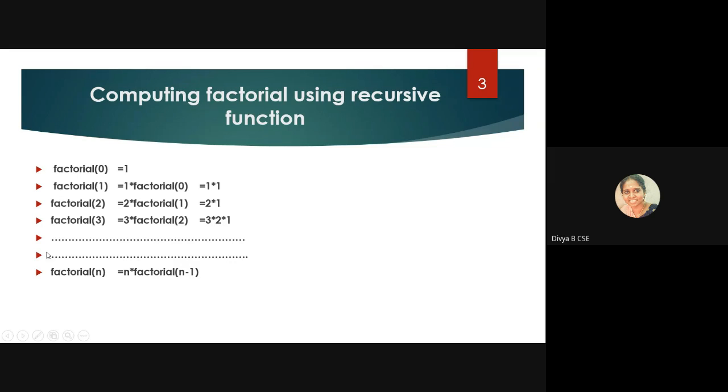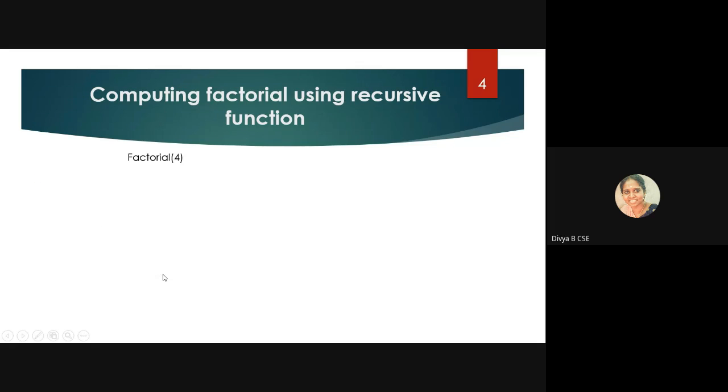Similarly, if you take factorial of n, it is equal to n into factorial of n minus 1, right? You can see that factorial of 3 is 3 into factorial of 2, that is n into factorial of n minus 1. Similarly, factorial of 2 means 2 into factorial of 1, that means n into factorial of n minus 1. So that is how factorial is being computed. The last step, you can see, is n into factorial of n minus 1. So if you are writing a recursive function for that, you can write it in this manner.